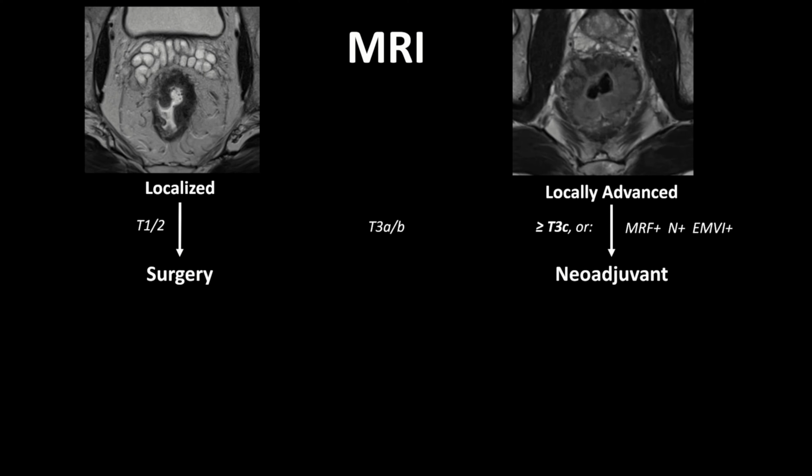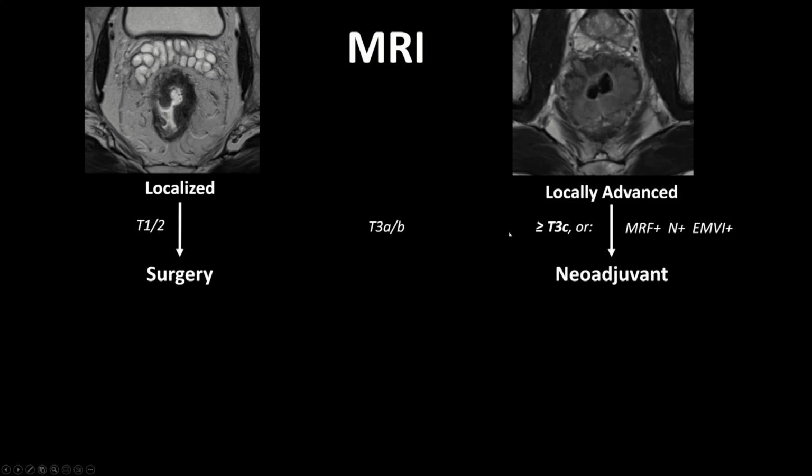For early T3 disease, so T3A and B, some guidelines stipulate neoadjuvant chemotherapy and radiation first, but most suggest going straight to surgery for low-risk T3A and B tumors. It's also worth mentioning that high rectal tumors benefit less from neoadjuvant therapy, so it's generally not indicated.